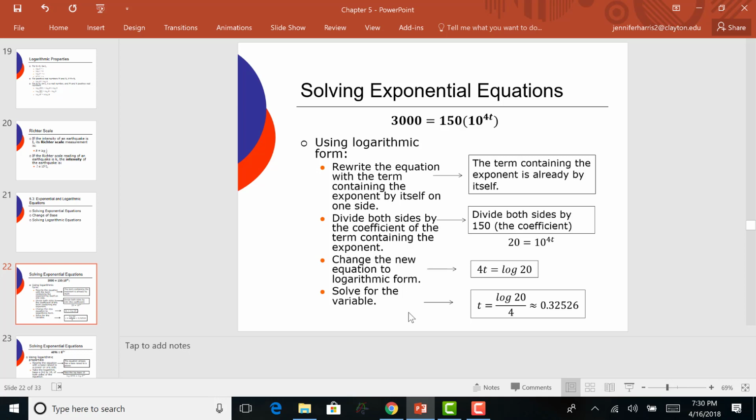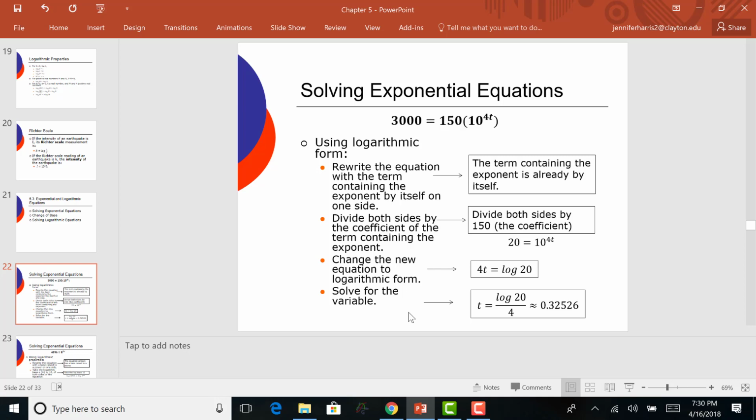Now, will your calculator ever need you to put this 10? No, the LOG that you see on your calculator automatically refers to base 10. So I'm going to rewrite it without the 10. Alrighty, that was the circle method. All right, how do I get t by itself? Divide both sides by 4. Alrighty. Then on your calculator, depending on your calculator, I will put this in parentheses, log 20 is equal to what?